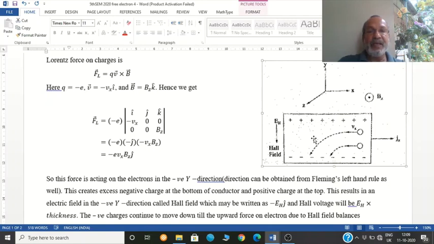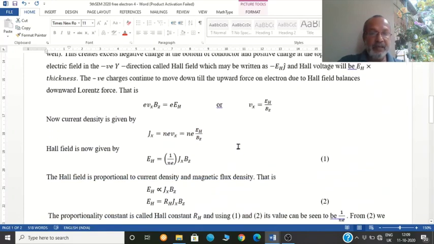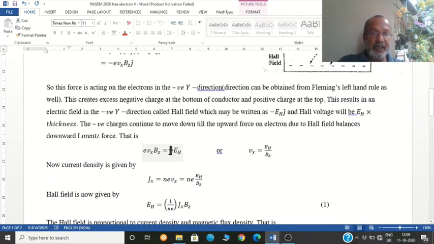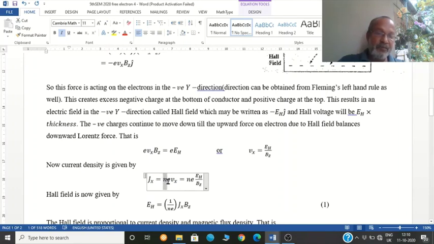So we can use that condition to determine the Hall voltage or Hall field. So that is this calculation. The upward force is e into EH and downward force is e Vx Bz, that you can see here. In equilibrium they must be equal. So from that you get Vx equal to EH by Bz. EH is the Hall field, Bz is the applied magnetic field. The formula for current density is N e into average velocity that we have seen in the case of Drude-Lorentz theory. N is the number of free electrons per unit volume, or the free electron concentration.